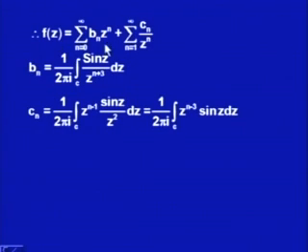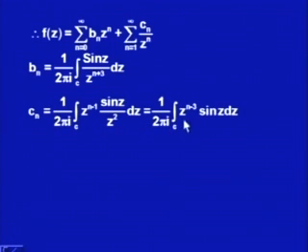So, let us use this formulae to obtain b n and C n. Accordingly, b n is 1 upon 2 pi i integral of sin z divided by z raised to power n plus 3 dz. This is the formula for b n, and for C n the formula is 1 upon 2 pi i integral of z into z raised to power n minus 1 multiplied by sin z divided by z square. This is my function f z.